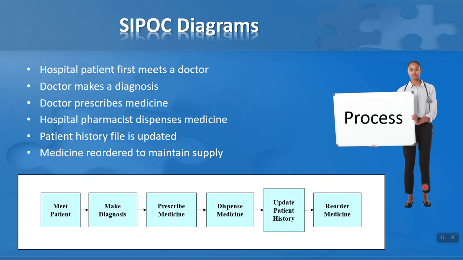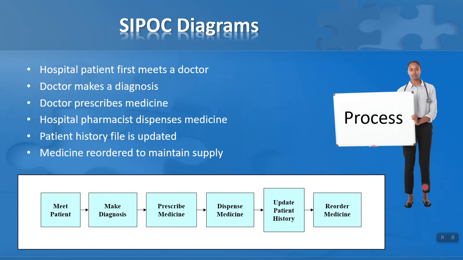So as mentioned in the step-by-step procedure, we start by identifying 5, in this case 6 high-level steps to describe the process. So the first step is the hospital patient first meets with a doctor. The second step is then the doctor makes a diagnosis, and that's followed by the third step, where the doctor prescribes a particular medicine for the patient.